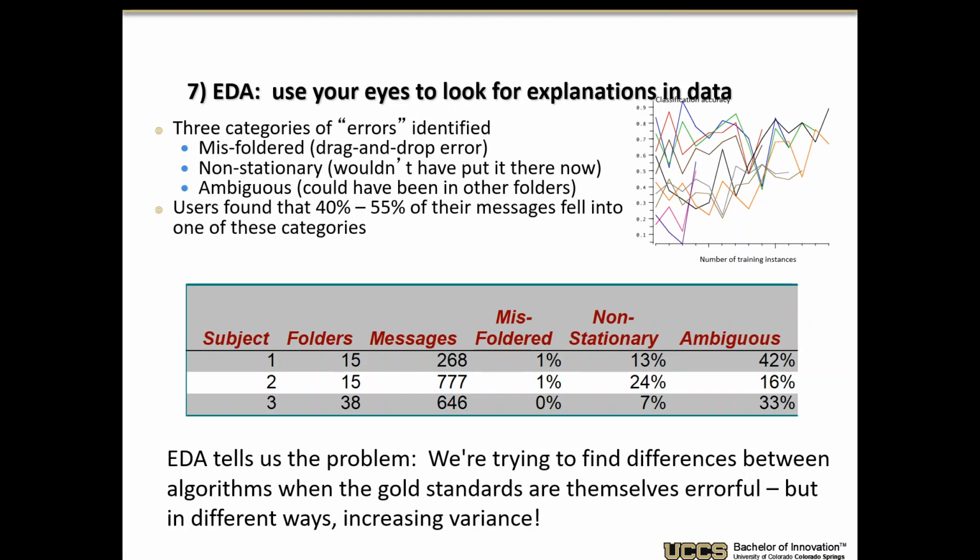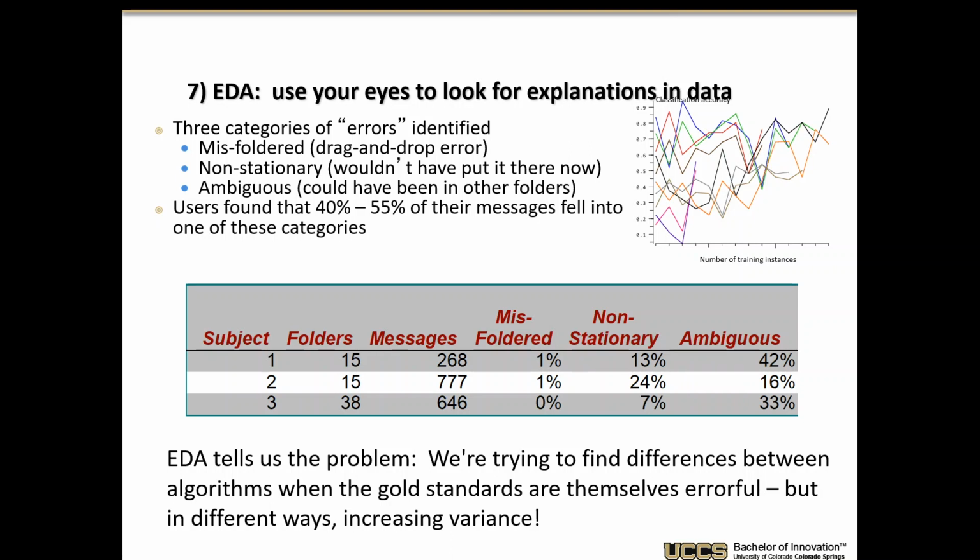Users found in the analysis that underlay this project that between 40 and 55% of the messages fell into one of those 3 categories. So you basically said humans can't answer this question, and now I'm going to make my machine learning algorithm try to answer it, and I'm going to evaluate it against how well humans do. If humans can't answer the question 50% of the time, you're limiting how well your machine learning will probably work. Oddly enough, it turns out you can do much better than the 50%.